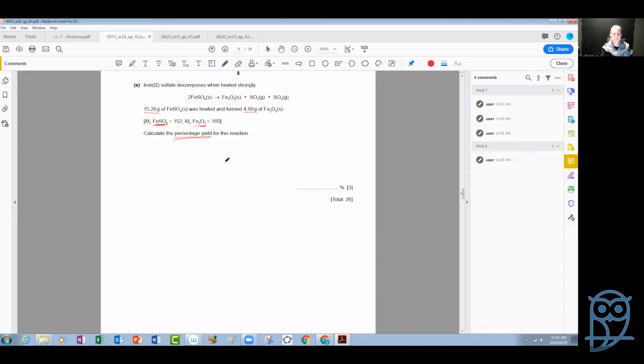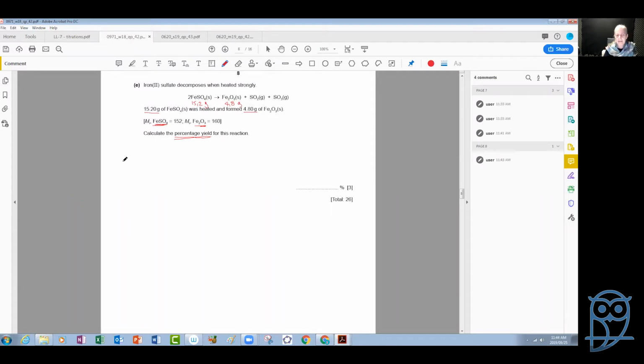Now let us see. So it's again about calculations, quantitative chemistry. So we have the equations, and we are told that 15,20 grams of this iron sulfate was heated, and the result, one of the products, the oxide of iron, was 4,80 grams. So that was 4,80 grams formed. All right. So this is what was formed. Calculate the percentage yield.